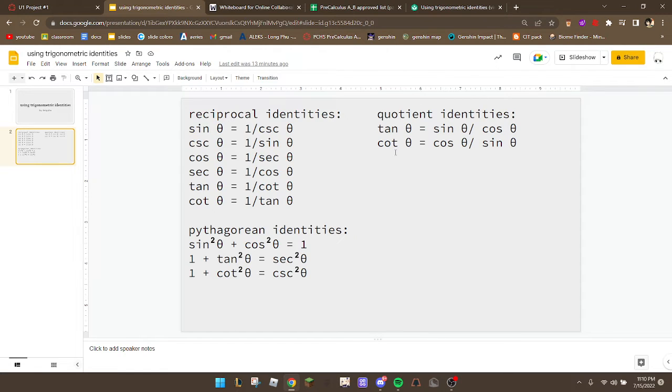These are quotient identities, and they're basically just tan theta equals sine theta over cosine theta, and cotangent theta equaling cosine theta over sine theta.